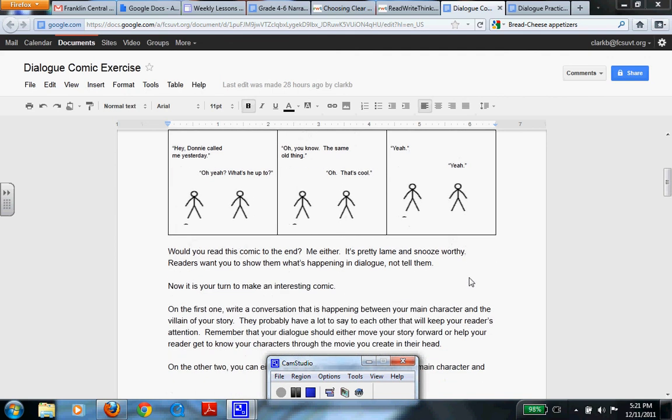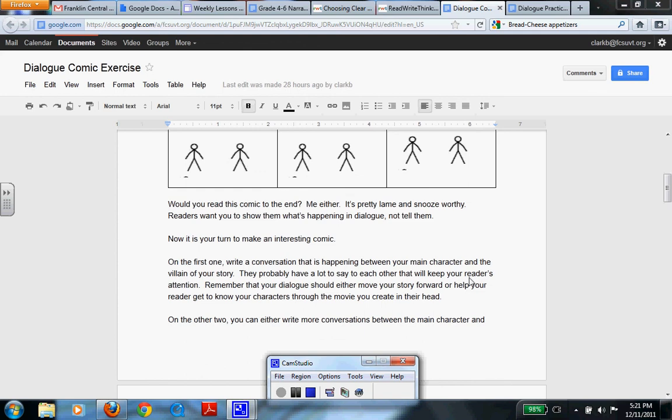So as we move into our practicing, when you get into class, it's your turn to make an interesting comic. You'll read the next directions. There'll be one for the first one, where you'll make a dialogue between your main character and the villain in your story or another character in your story. On the next two, you can either continue the dialogue between those two characters or make up 2 different ones that you'd like to see.